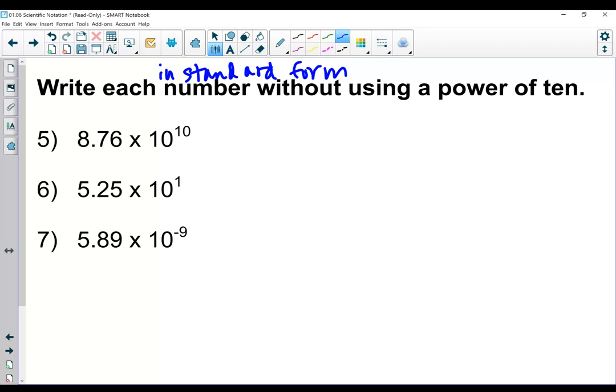So for number 5, I want to multiply out this times 10 to the 10th power. That means I need to move my decimal 10 places. So I will move it 2 places past the 7 and the 6. But because I need to move it 10 places total, I need to add on 8 zeros.